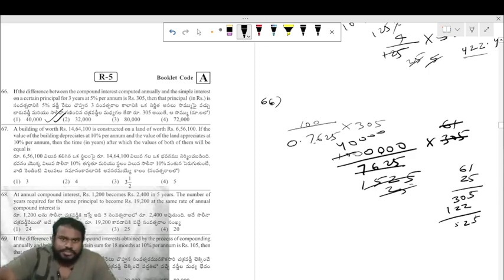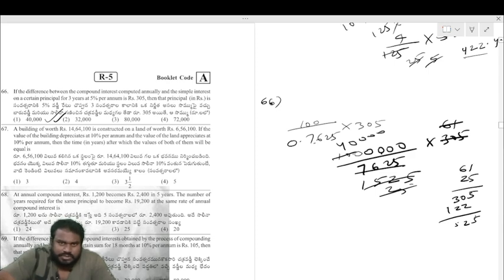I hope you understood both the methods, but one is taking too much time, the other is taking less time. So whichever is comfortable for you, you can adopt it.